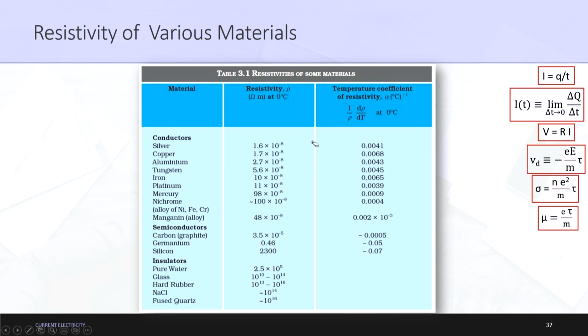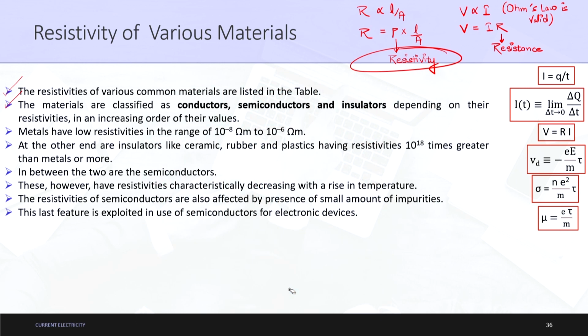As you can see, the powers also vary. For conductors the value is of the order of 10 to the power minus 8, and here the value is 10 to the power 16. So, the order of magnitude increases in a very large sequence till we go to the end point of these insulators. The metals have low resistivity in the range of 10 to the power minus 8 ohm meter to 10 to the power minus 6 ohm meter, quite evident.